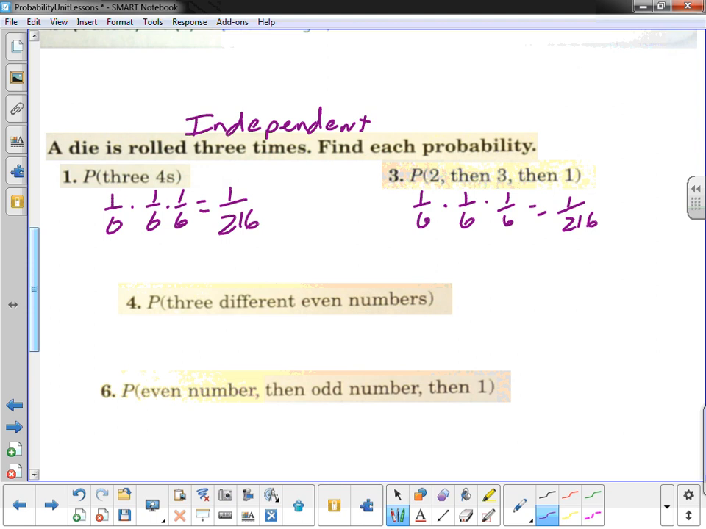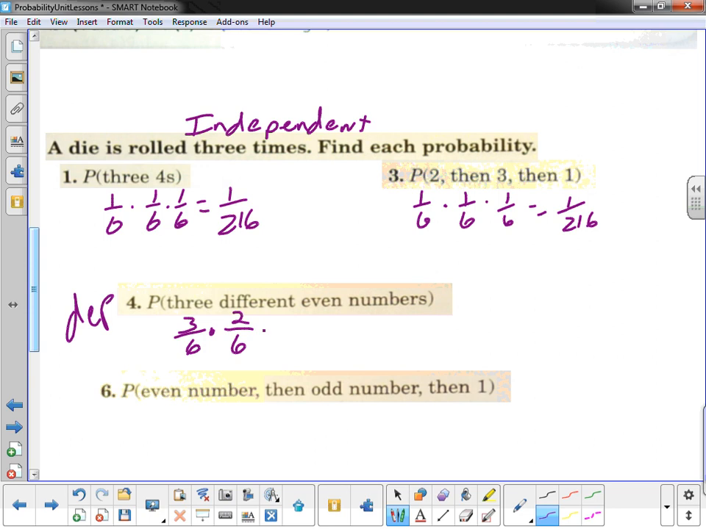Okay, 4. What's the probability of three different even numbers? Well, the probability of the first even number is 3 out of the 6. Now, in a way, this is a combination of an independent-dependent type thing, because now that I've already rolled an even number, I have an influence on what's coming up next. I'm still rolling the same dice. I still have 6 outcomes, but I no longer have all 3 even numbers to choose from. I only have 2 even numbers to choose from.